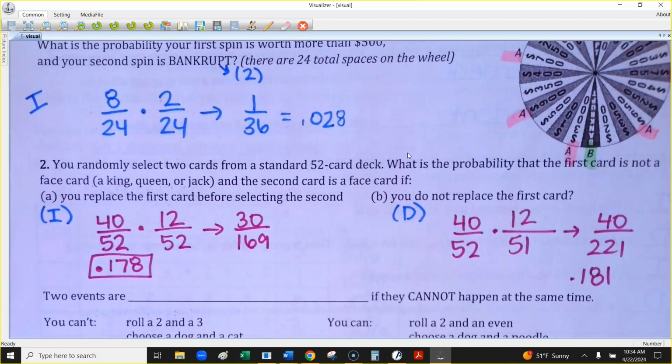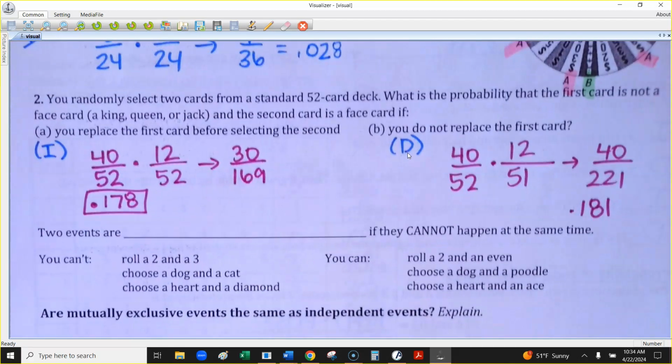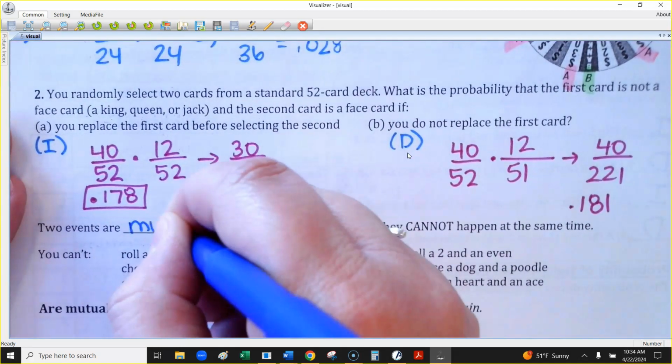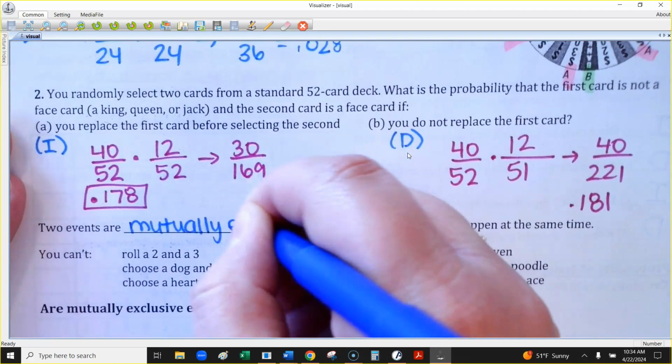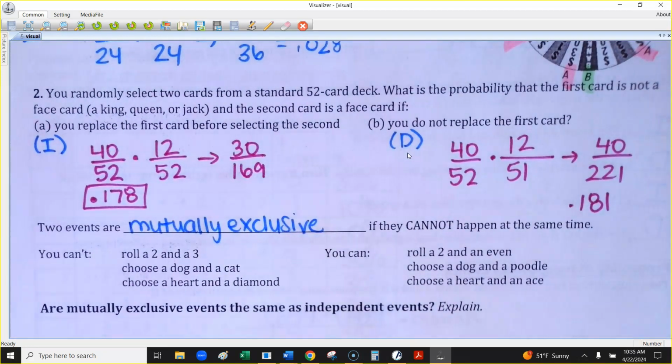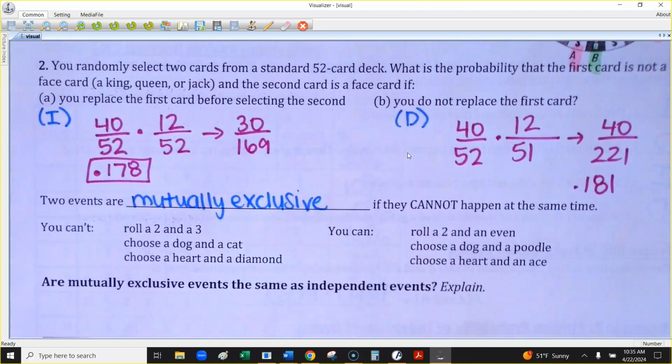All right, we're going to talk about kind of a special case here really quickly. So it says 2 events are considered mutually exclusive, is what we're going to write in here. 2 events are mutually exclusive if they cannot happen at the same time. Now, mutually exclusive, sometimes people will mix this up with independent. Independent events can happen at the same time. Like an independent event, like I could flip a coin and spin a spinner. Those are not mutually exclusive because they can happen at the same time, but they don't affect each other.